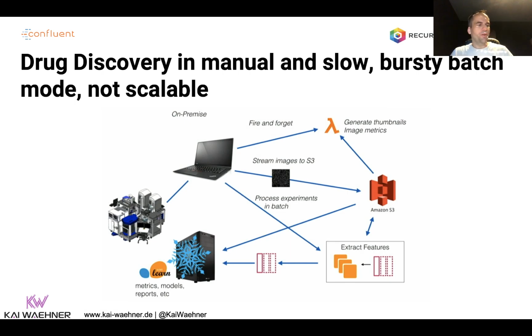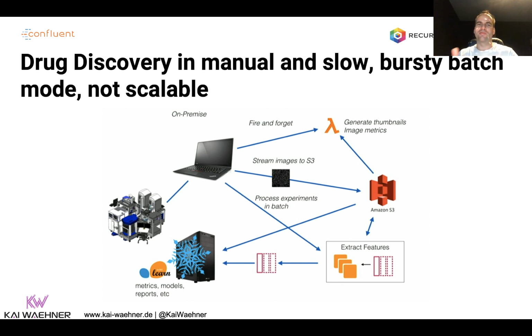And in the example of Recursion, which I will cover in more detail, they in the beginning started on their laptop. So they had drug discovery and it was very manual and slow. And they put the data for processing in bursty batch mode. It wasn't really scalable. So they took some Python scripts which they had on their laptop and ran it. And then they stored everything in an object store, AWS S3 in their case, to do some further processing.